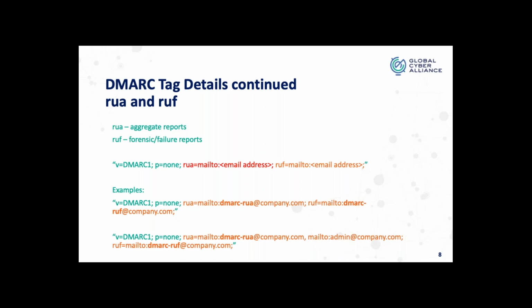So when you're putting this in, V equals DMARC1, semicolon, P equals none, semicolon, then RUA equals, then you have to have mailto colon and then the email address. Then semicolon, RUF equals, mailto colon, and then the email address. You can send to multiple email addresses if you choose to, right? The way you do that is, if you're sending to multiple email addresses, you don't use the RUA tag twice. What you do, if you look at the last example, is RUA equals mailto colon, the email address, comma, mailto colon, the second email address, comma, mailto colon, the third email address, then semicolon.